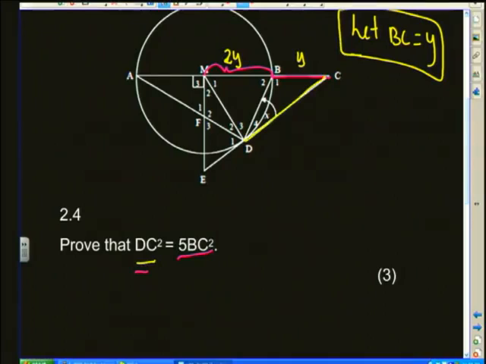That's equal to 5 times BC. Now, as they stand, they don't look like they're related at all. They look like they're just two separate line segments. However, with this bit of information that they included, MB is twice BC, we now get an entire length.